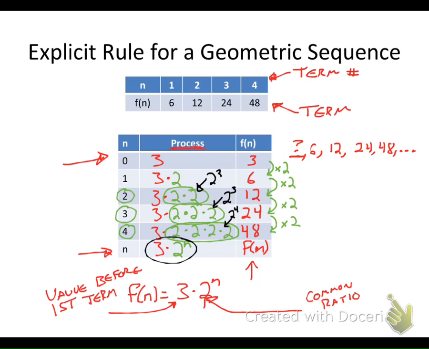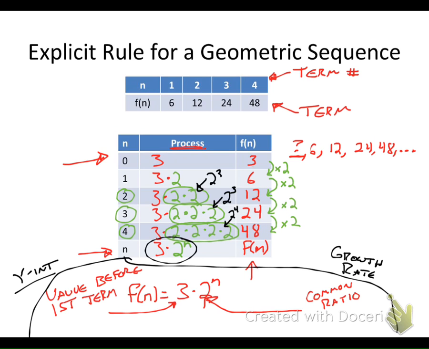When we go into exponential functions in a few lessons, we're going to call these by different things. For example, that 3 is just going to be our y-intercept, and that common ratio we call a growth rate when we deal with exponential functions. But basically, this is the stuff that I was hoping we derived on this slide.